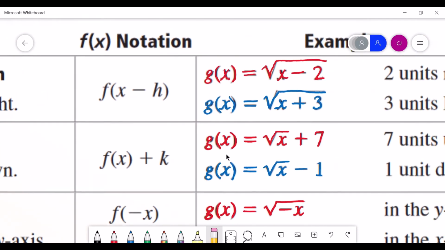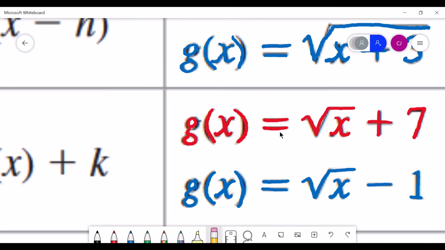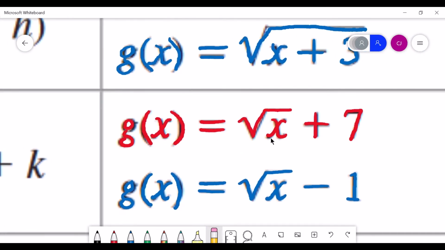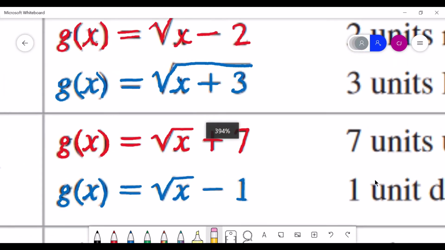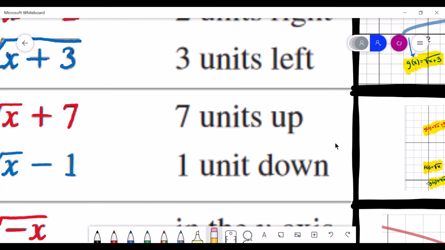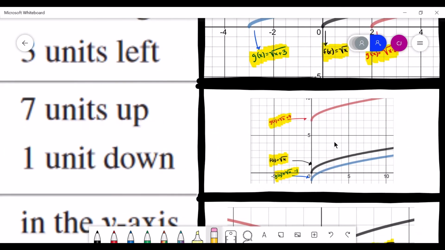So, for example, we have g of x is equal to the square root of x plus 7. Well, we noticed that we added a 7 to the original function of the square root of x, which means that the graph is going to shift 7 units up. In contrast, we have g of x is equal to the square root of x minus 1. Notice we subtracted a 1 from the original function, so this is going to cause a shift down. And so we're going to go ahead and look at the graph as examples so we can see that change.